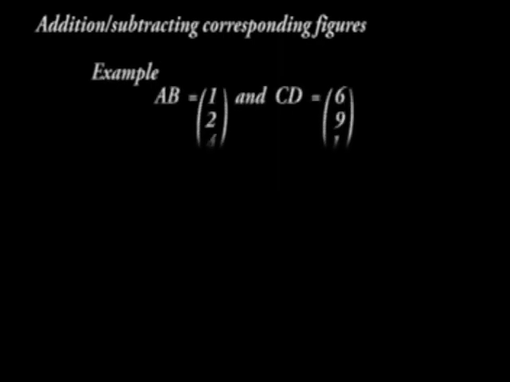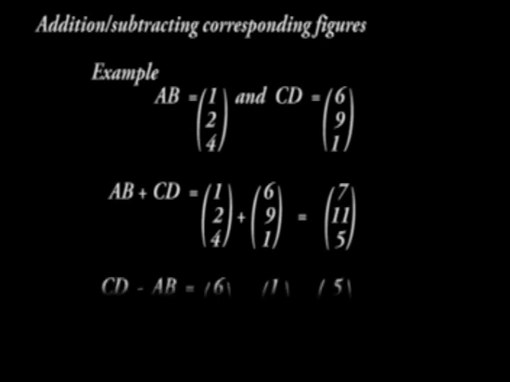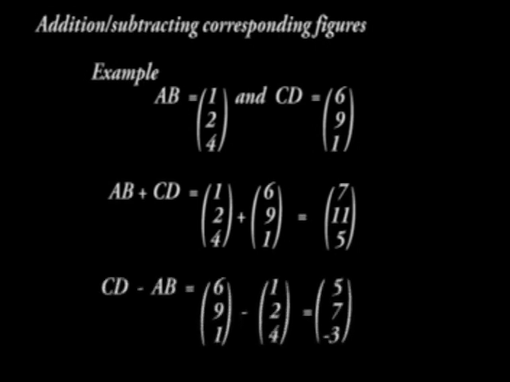Operations on vectors. Addition and subtraction of vectors is done in the same conventional way, that is, adding or subtracting the corresponding figures. If AB is (1, 2, 4) and CD is (6, 9, 1), then AB plus CD is shown as this. CD minus AB is illustrated as follows.